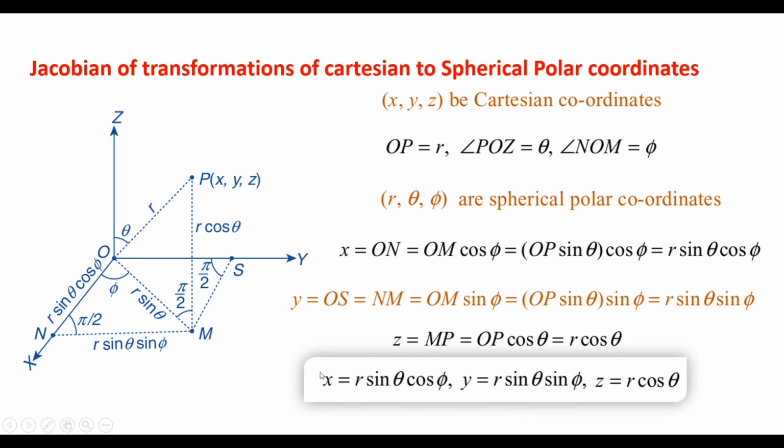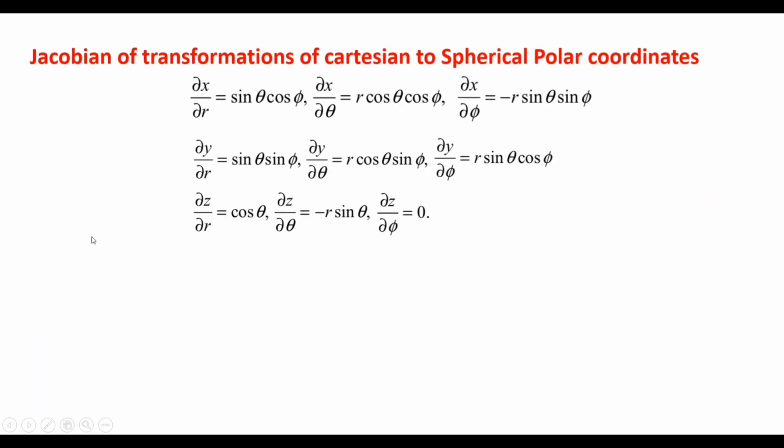We have the relation between Cartesian coordinates and spherical polar coordinates as x is r sin theta cos phi, y is r sin theta sin phi, z equals r cos theta. Differentiate partially with respect to r, theta, phi: ∂x/∂r is sin theta cos phi, ∂x/∂theta is r cos theta cos phi, ∂x/∂phi is negative r sin theta sin phi. The student should remember that when making partial differentiation of a function with respect to one variable, other variables can be treated as constants.